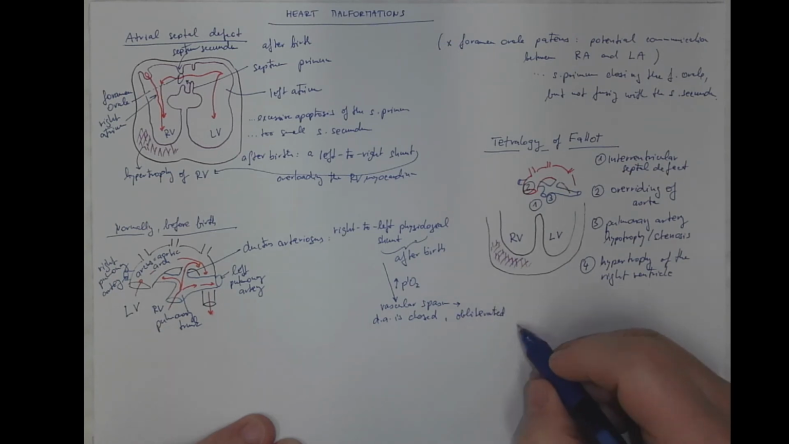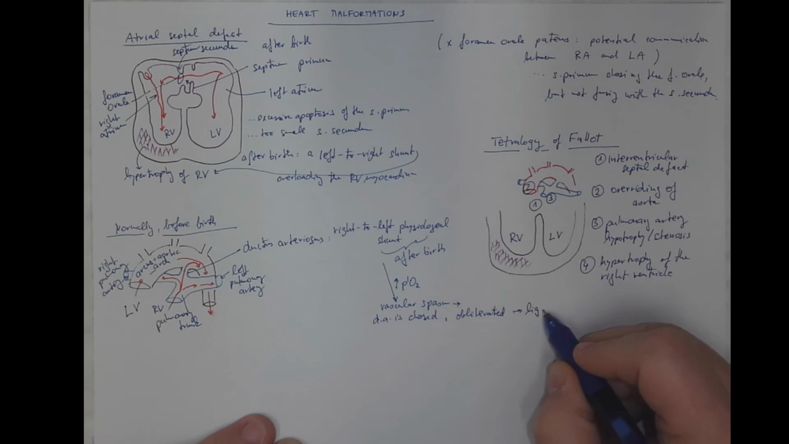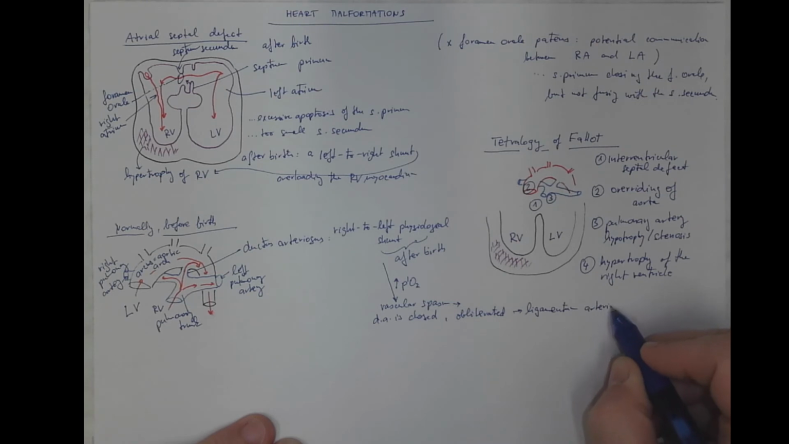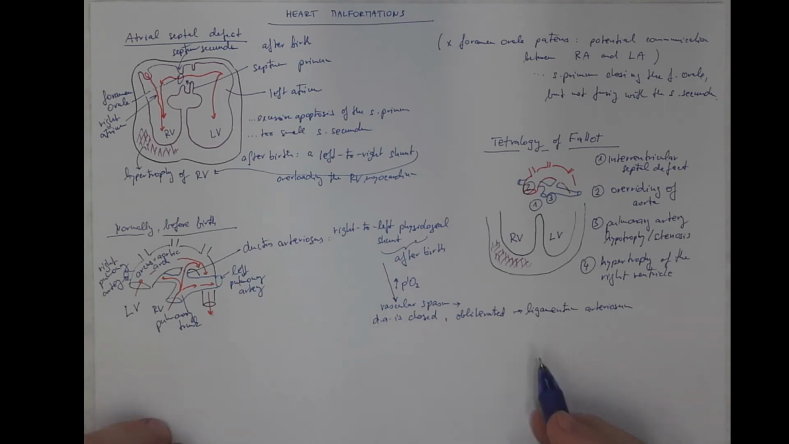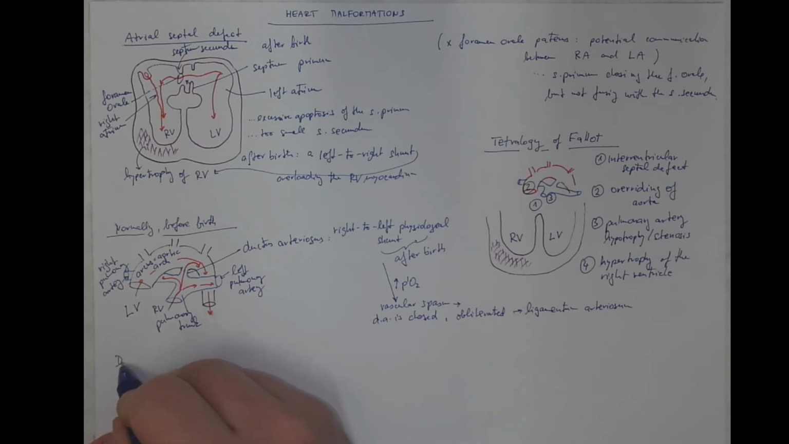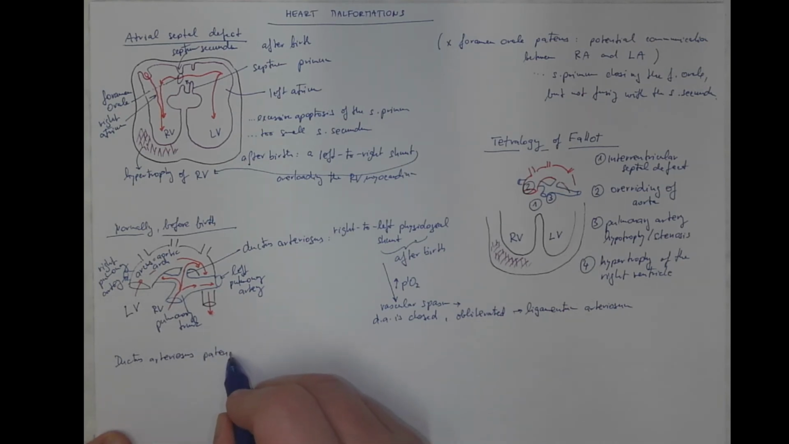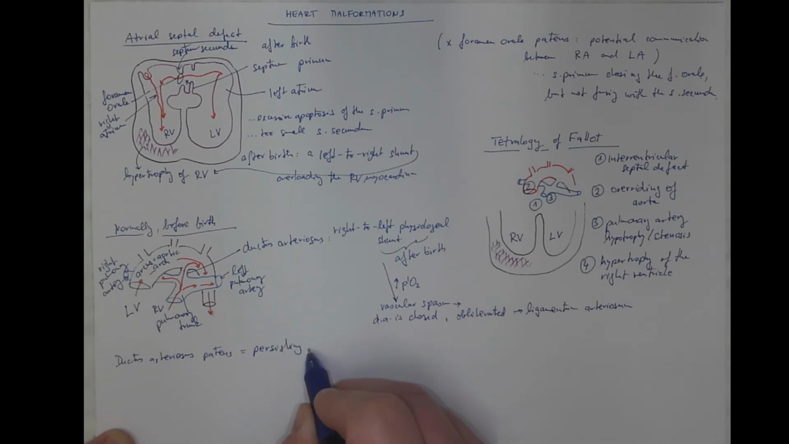and later on obliterated. So after a few months there is only a ligament called ligamentum arteriosum where the ductus used to be. But what if the ductus arteriosus remains open? In Latin, open means patens. It's persisting after birth. What is the problem with that?